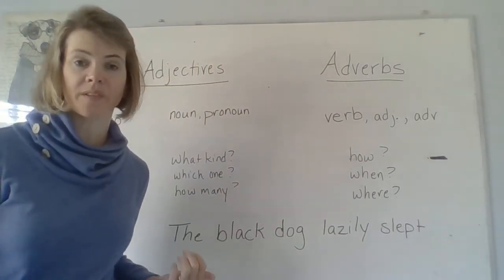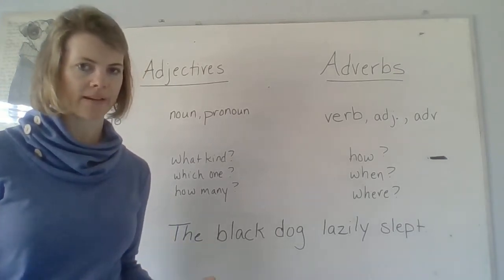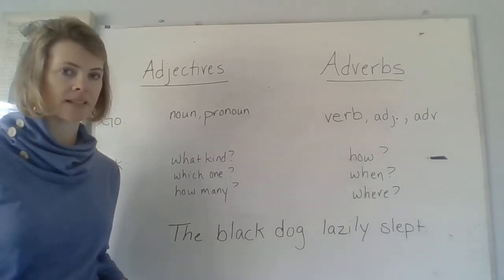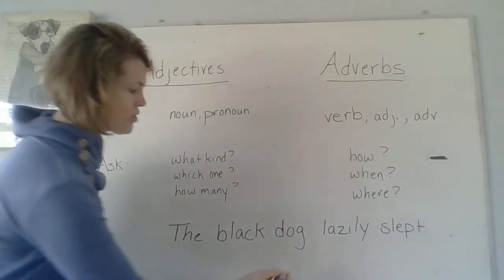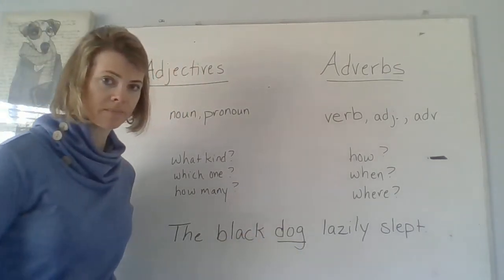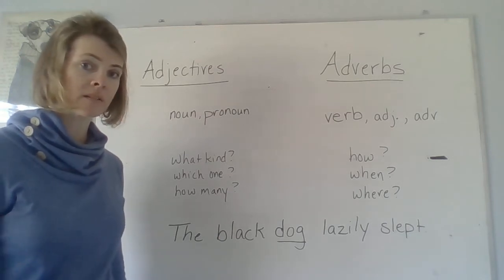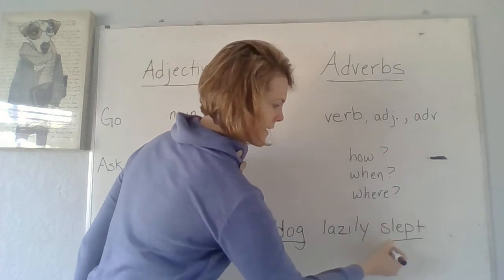For instance, let's break down this sentence. We got to start with our subject and verb, okay? So let's ask our questions. Say it with me. The black dog lazily slept. What lazily slept? Dog. That's my subject. What is being said about dog? What's the dog doing? The dog slept. That's my verb.